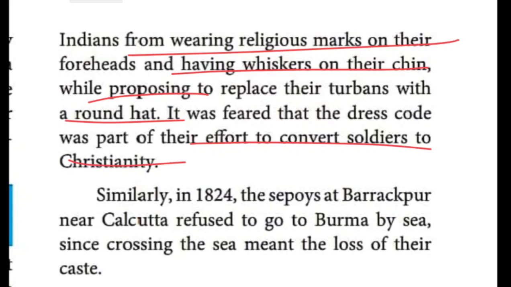Moreover, in the year 1824, what happened? The sepoys at Barrackpore, near Calcutta. Where is it located? In the Calcutta area. The Indian soldiers of the Barrackpore regiment refused to go to Burma by sea, through the sea. Because what did they think? If they move to Burma by sea, what will happen?